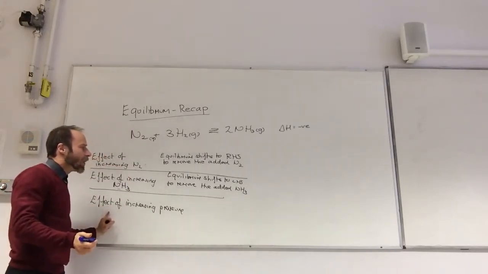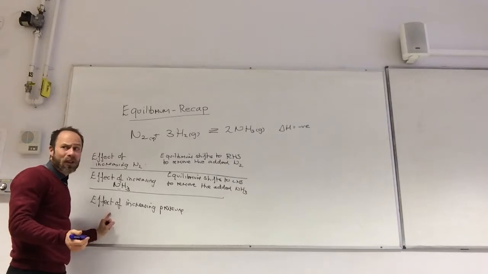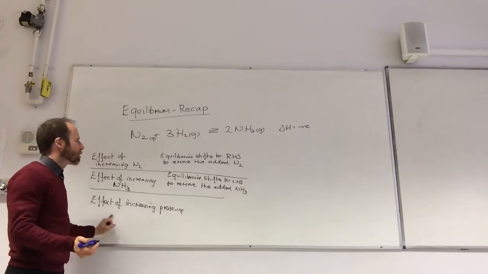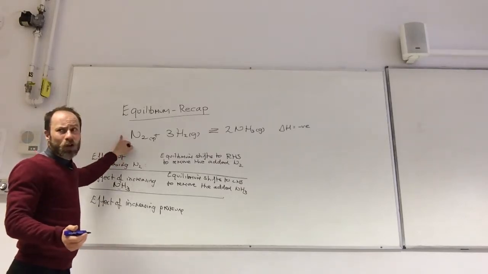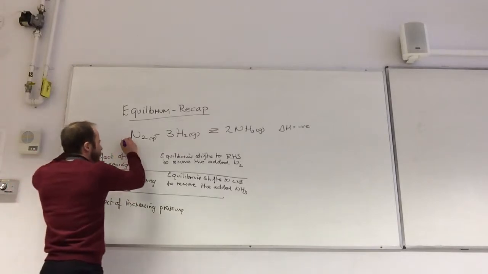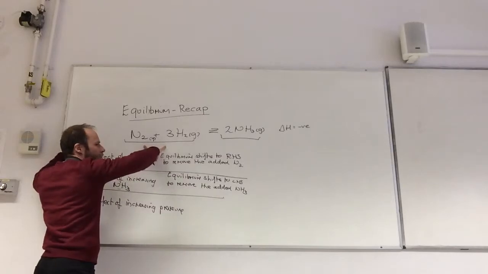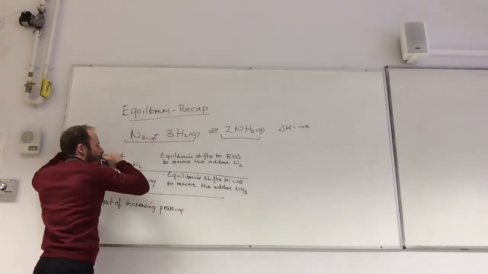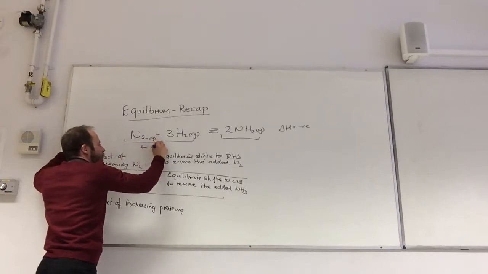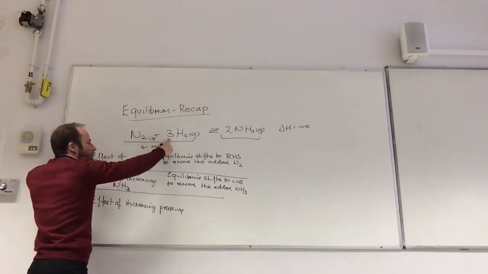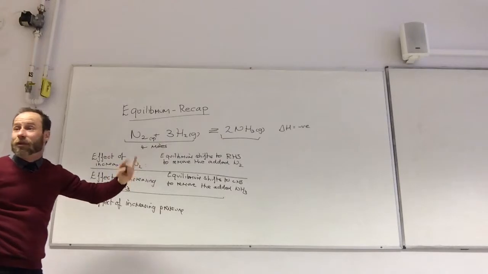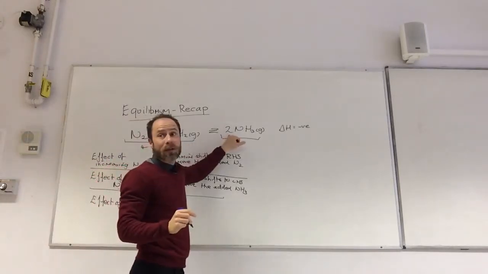And finally, what will happen if I increase the pressure? What do I need to look at? I need to look at total moles of gas on the left and the right. So what's my total number of moles of gas on my left-hand side? 4. Brilliant. 1 nitrogen, 3 hydrogen. Remember, you're only looking at the big numbers. How about ammonia? 2.